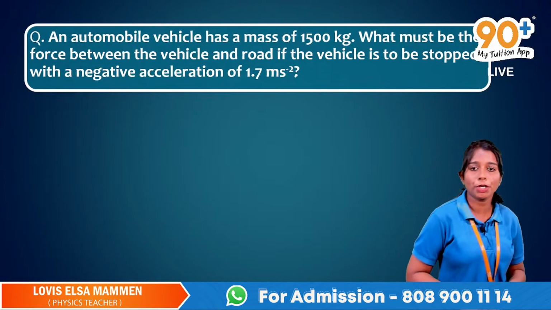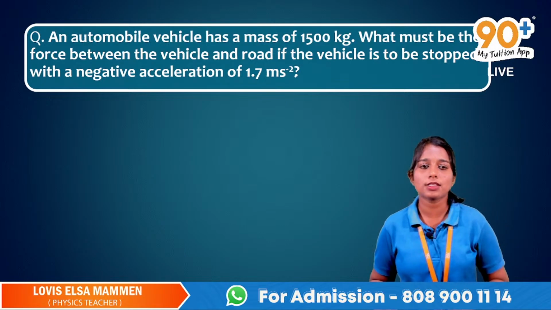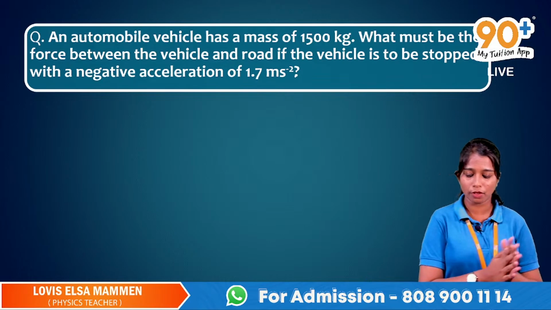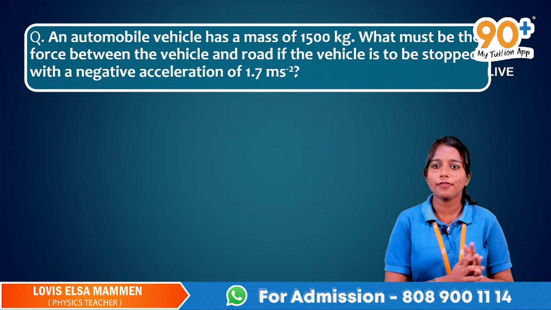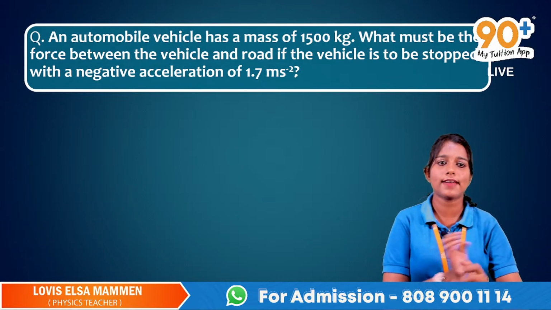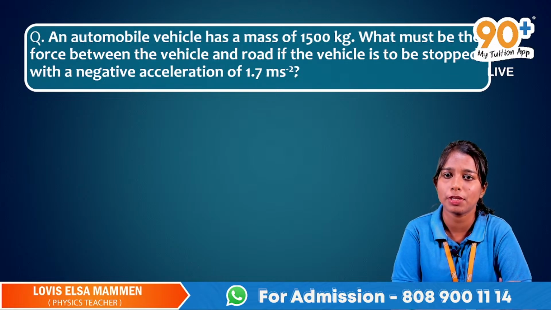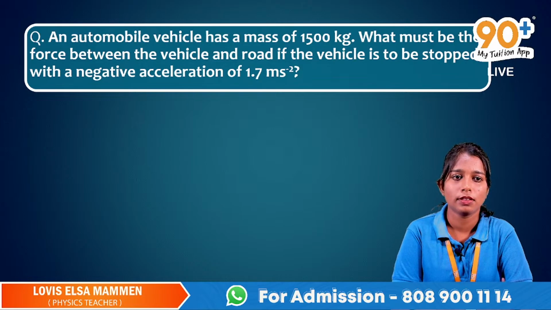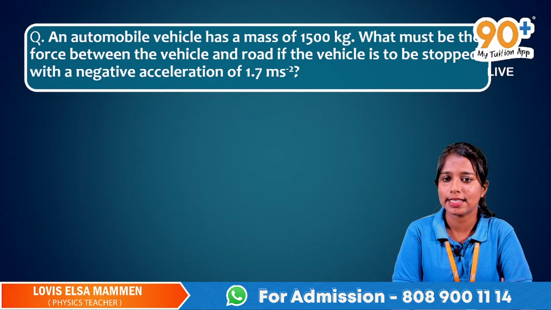An automobile vehicle has a mass of 1500 kilogram. What must be the force applied between the vehicle and the road if the vehicle is to be stopped with a negative acceleration of 1.7 meter per second square? Write the question. This question is there in your exercise.